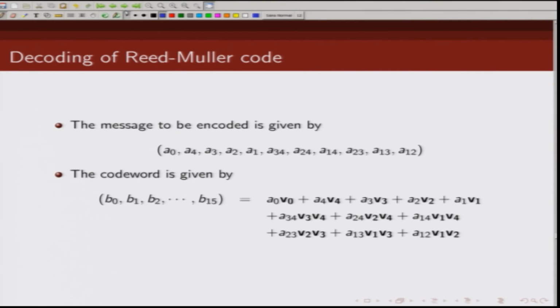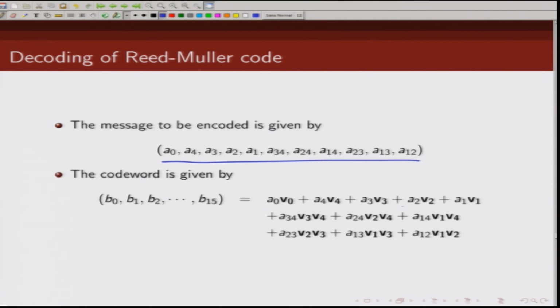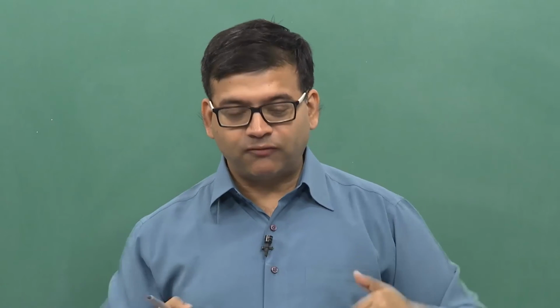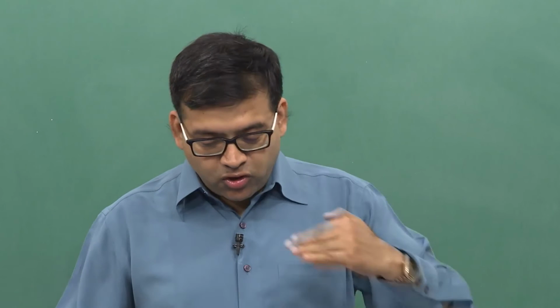Now, the message that we want to encode, let us call it A0, A4, A3. This is how we are denoting the message that we are going to encode, and since the rows of our generator matrix are given by V0, V1, V2, V3, V4 and this, our code word would be a linear combination of rows of the generator matrix. So, we are denoting it by A0 V0 plus A4 V4, A3 V3 and similarly A34 V3 V4, A24 V2 V4. So, this is a linear combination of these 11 rows of this generator matrix. That is how we will generate our code words. So, this 16 length code word is basically a linear combination of these rows of our generator matrix.